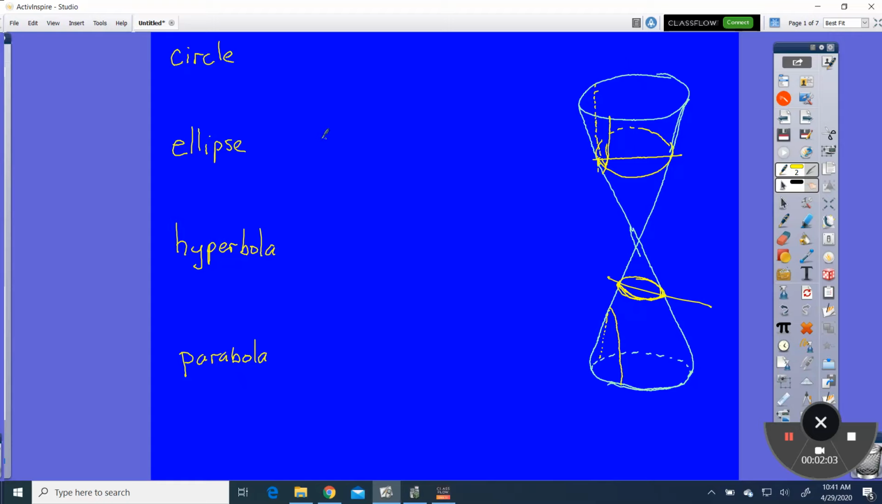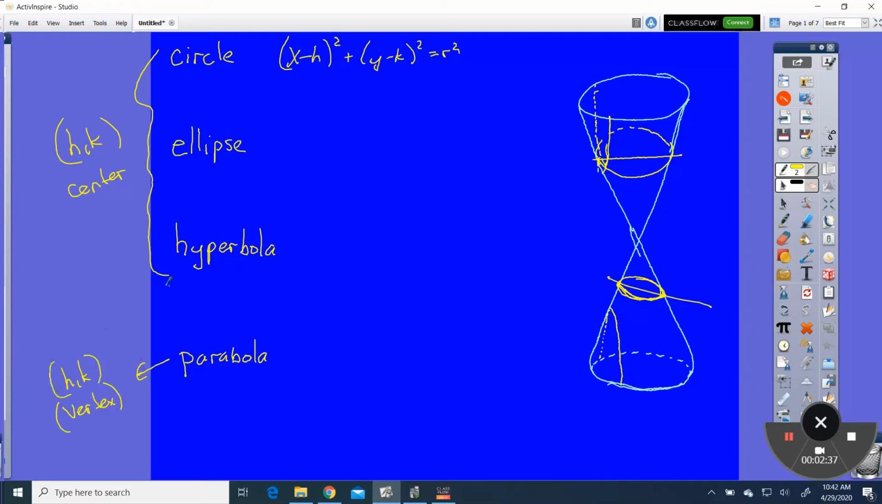On pages 682 and 683, it has some great, pretty much straight out notes for you. Here's the general form for a circle: x minus h squared plus y minus k squared equals the radius squared, where on all three of these, (h, k) is the center. On the parabola, (h, k) is the vertex.